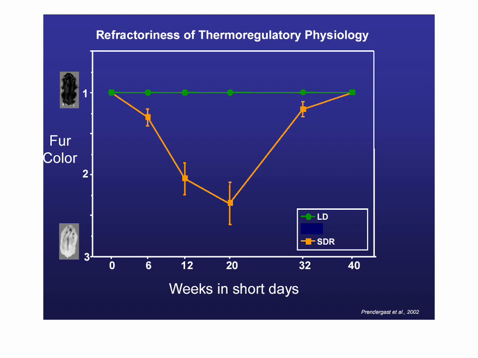Another example in hamsters, refractoriness of thermoregulatory physiology. And so that's just a fancy way of saying these hamsters that change their coat color. They're white during the winter, dark during the spring and the summer.